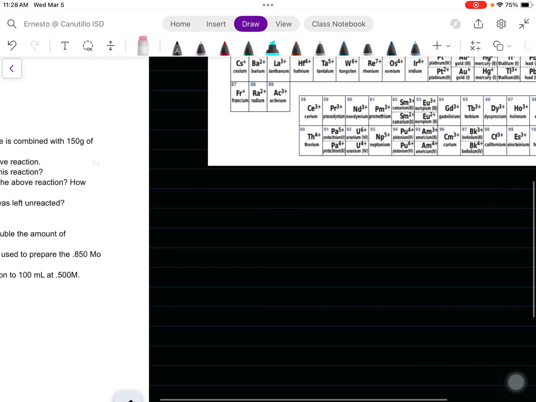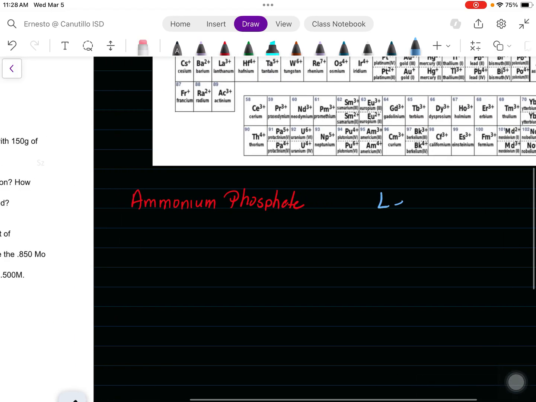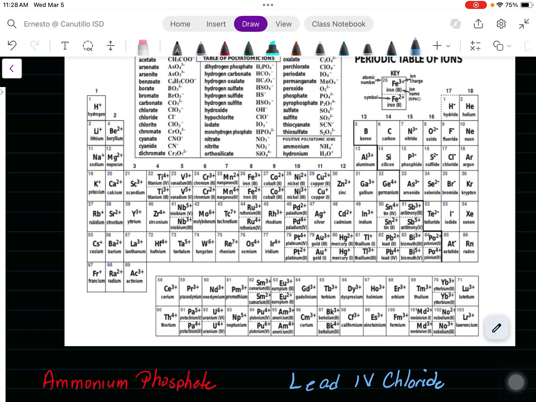Okay, so clearly we have two compounds. One of them is ammonium phosphate, and the other is lead 4 chloride. We're going to go to our periodic table of ions to help us figure this out. Remember that we have to turn this into a chemical formula, and the periodic table of ions is what's going to get us there.